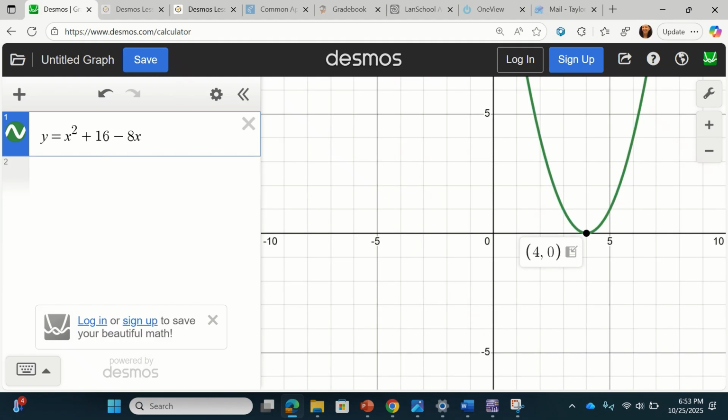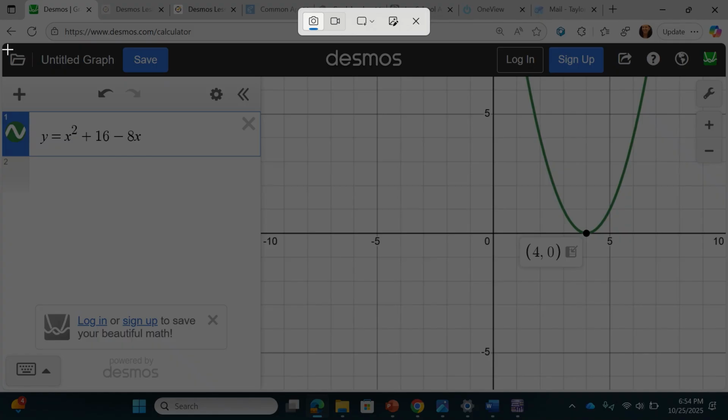Okay, and what you can see, there's our 4 again. All right, there's our 4. And what you can see there is that it's actually coming down and touching the x-axis, but it's not crossing to the other side. And so this is one that has one real solution because the parabola is just coming down and touching.